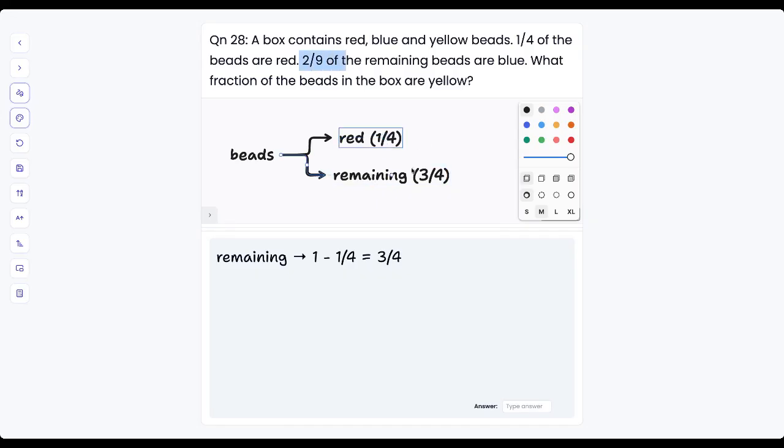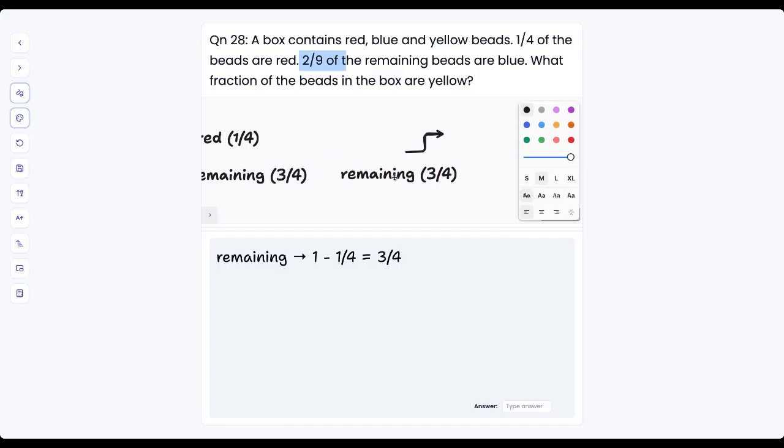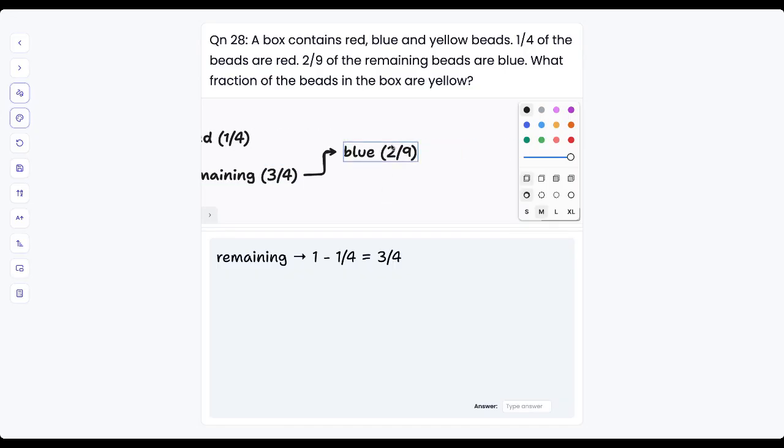So it says 2/9 of the remaining. So we need to branch out from the remaining, and we need to branch out the blue. So what is the fraction for blue? Blue is 2/9, right? What about the yellow? The yellow is the remaining. Sorry, let me branch out again. So from the remaining, what is the yellow? What fraction is yellow?